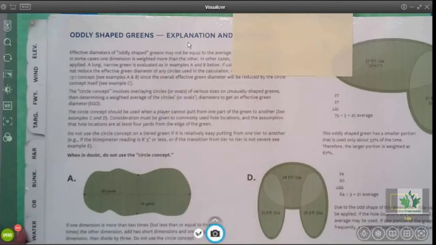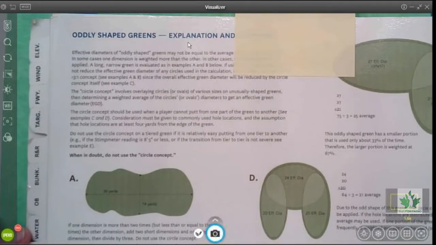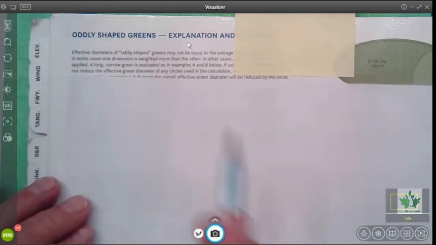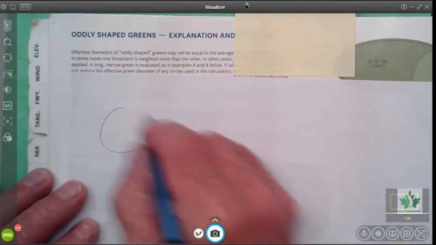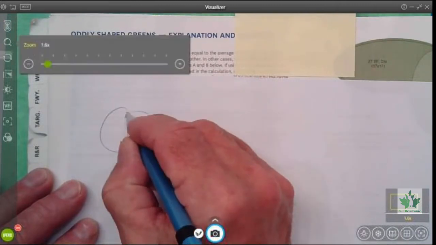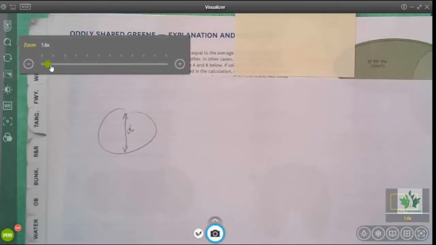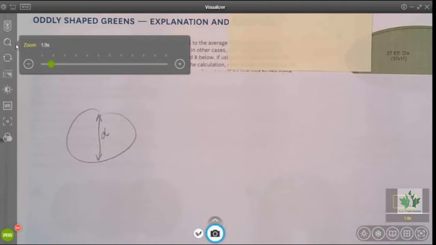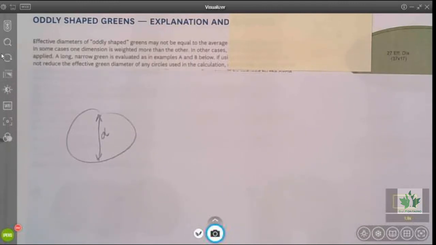There's a page at the back of the manual. This doesn't really deal with the ones that I want to talk about so much. So before I do that, I'm going to talk about the standard ones, I guess. So the standard one is, I'll just draw a little sketch. The standard one's a circle, and whatever the diameter of the circle is, that's the diameter you're going to use. So if it's a 25-yard circle, then 25 is the effective green diameter.